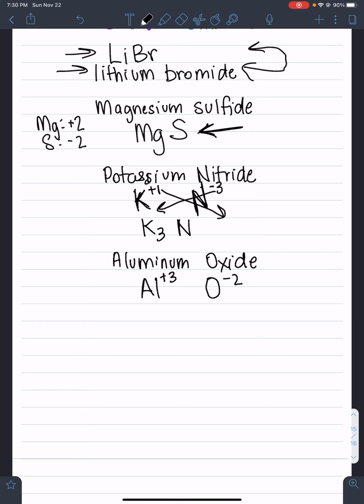So we notice those charges don't balance. So we have to do our crossing and our dropping. And so when we do that, we get an Al2O3. And then we simplify it, and those are as simple as they get. So you see that it's Al2O3.